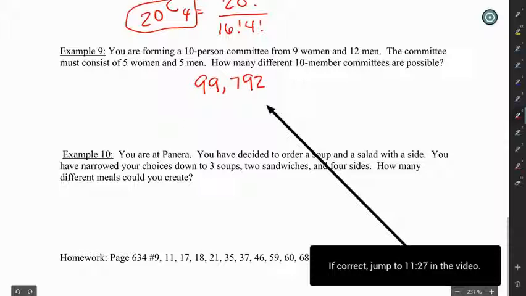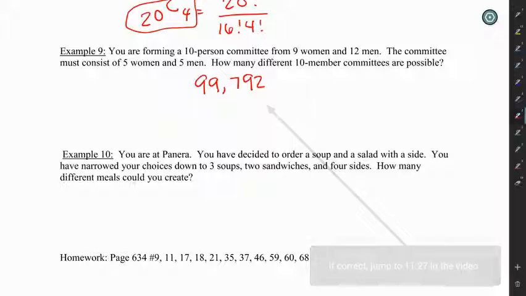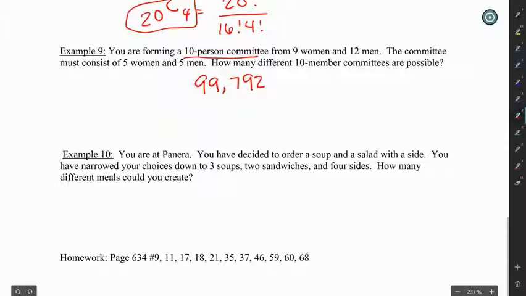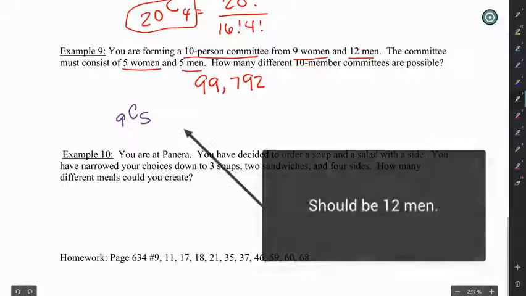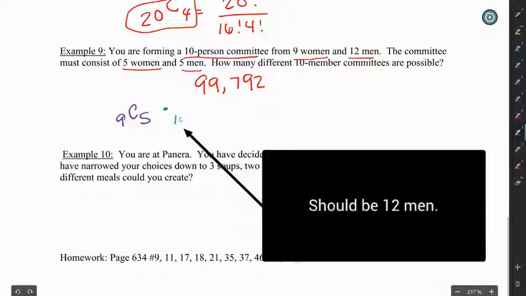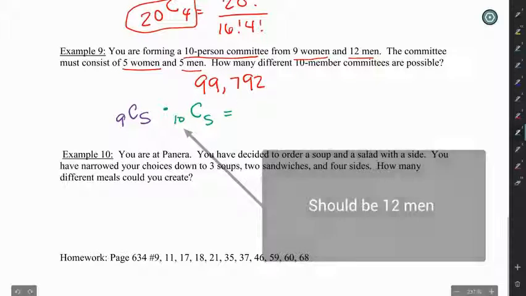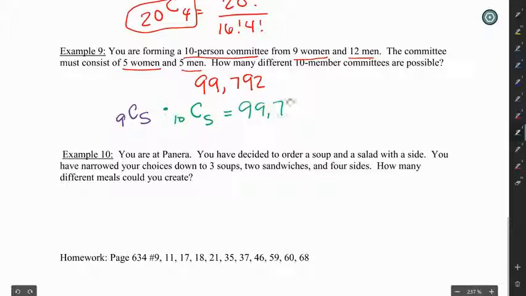99,792. The reason for that answer: we're making a 10-person committee from 9 women and 12 men. The committee consists of 5 women and 5 men. How many different 10-member committees are possible? We're going to do 2 separate combination formulas and then multiply those 2 formulas together. So out of 9 women, I'm going to choose 5. Then I'm going to multiply that by, out of the 12 men, I'm going to choose 5. And then when I multiply those numbers together, I get 99,792.